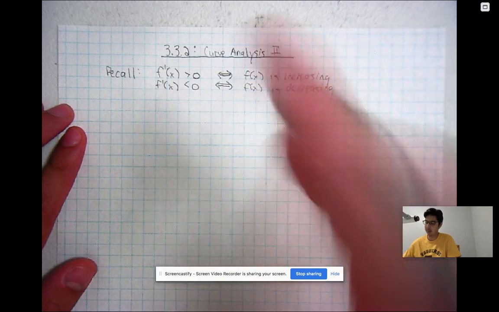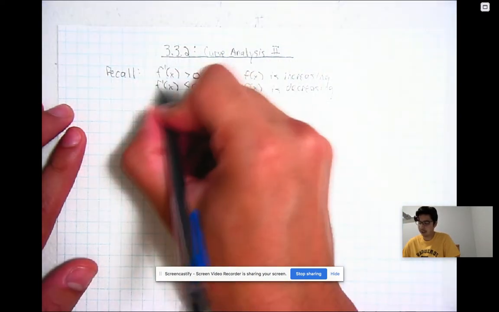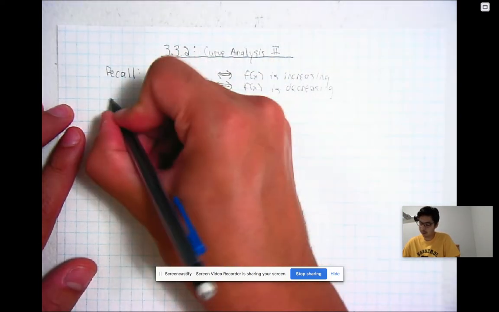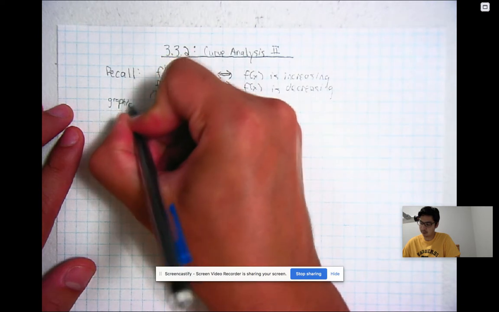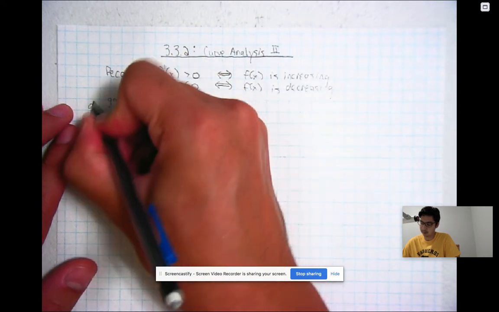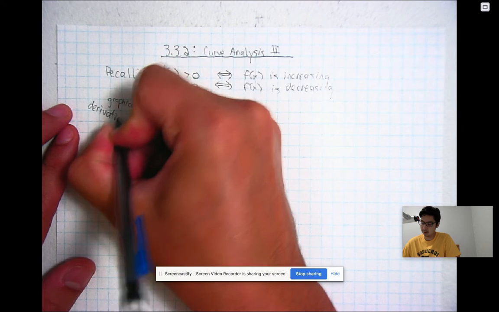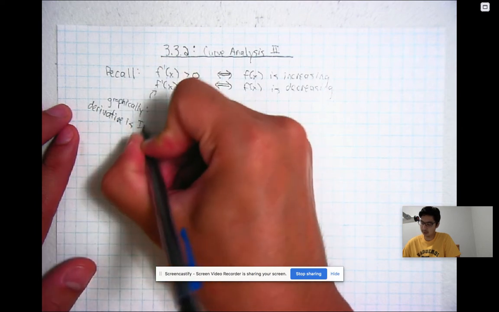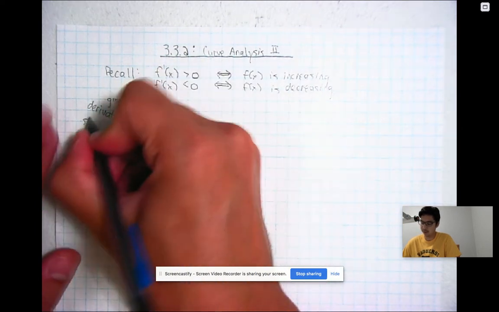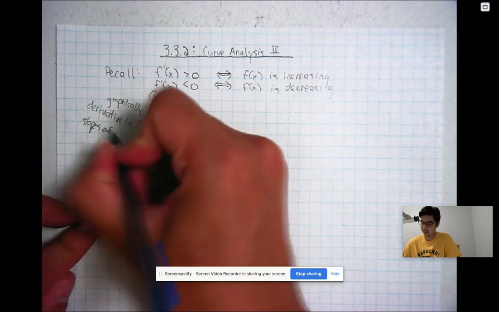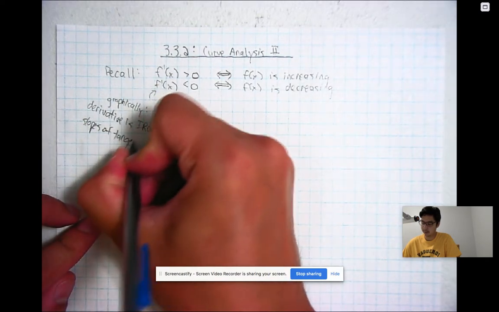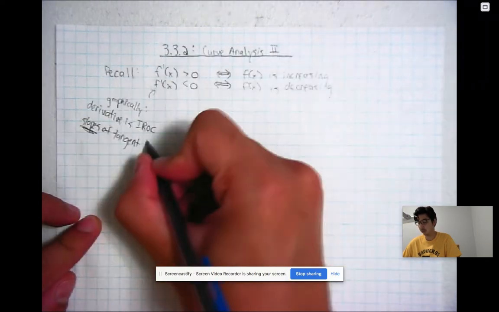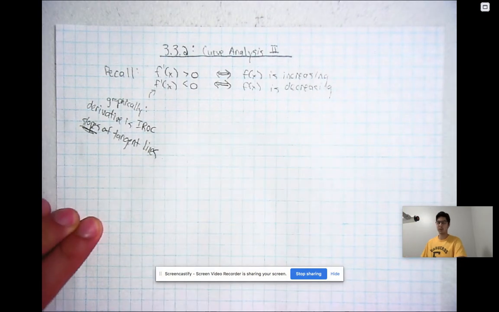And again, anytime you see a derivative graphically, remember that the derivative is all the instantaneous rates of change. It's the slopes of the tangent lines. Emphasis on the word slopes. All right, so that's where we're coming from.